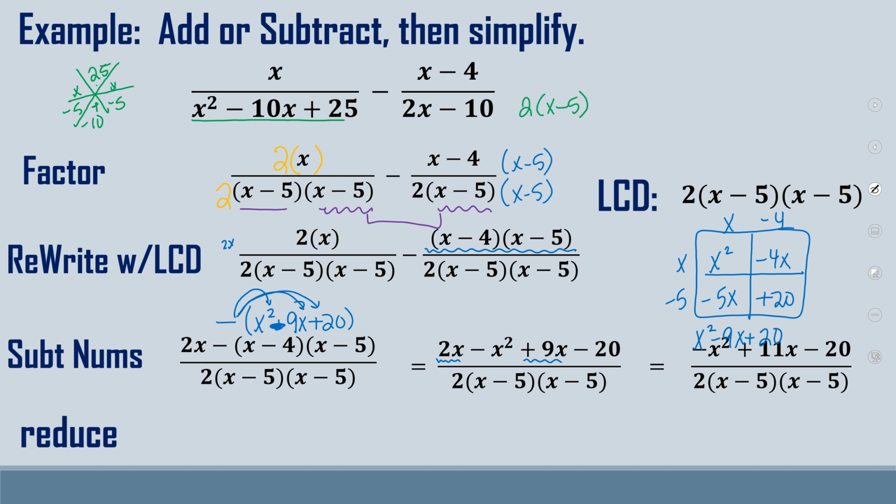You could try to factor the numerator. It's not going to work. So there's our final answer. Again, that final answer is negative x squared plus 11x minus 20 all over 2 multiplied by x minus 5 multiplied by x minus 5. Nothing to reduce, we're all done.